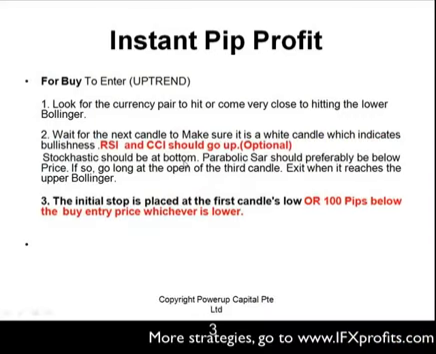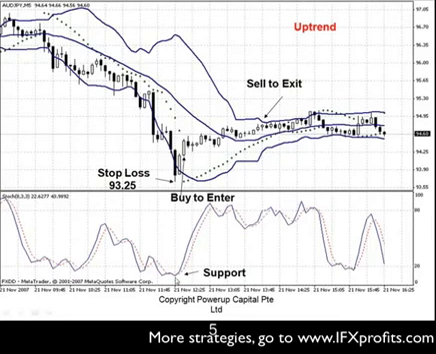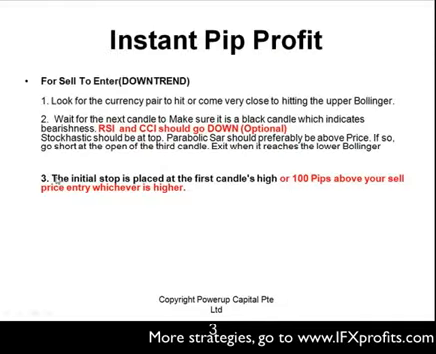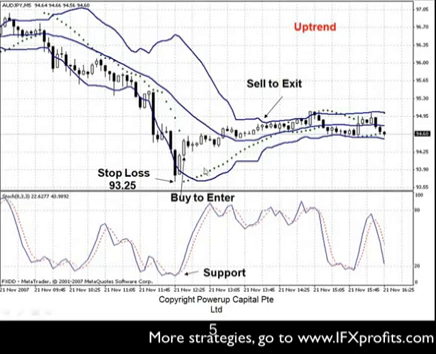Next, stochastics should be at bottom. This is the stochastics, and this should be at the bottom, which is at 20 levels. And parabolic SAR should preferably be below price. So if you look at the parabolic SAR, which is these dots, they should be below the price, and you can see it is below the price. This is the price, this is the parabolic SAR, so it's below the price.